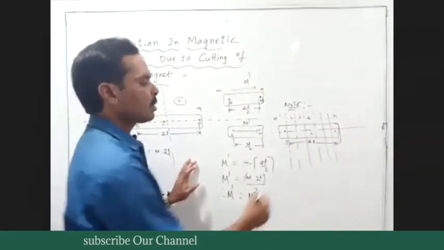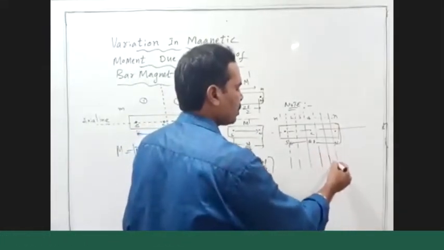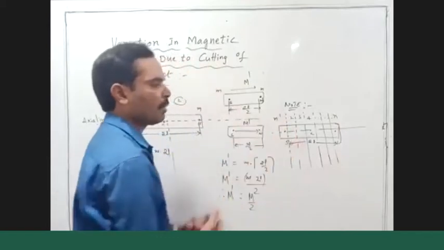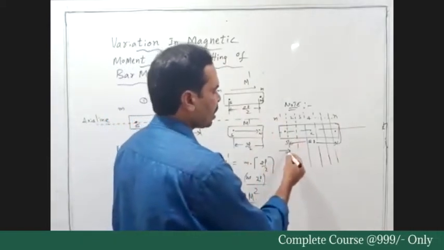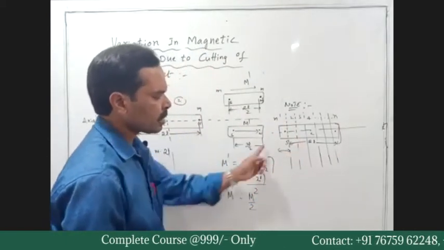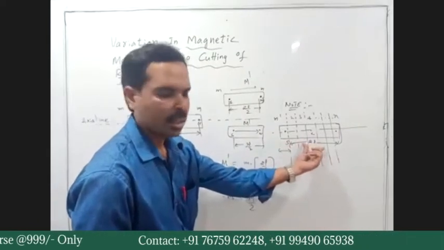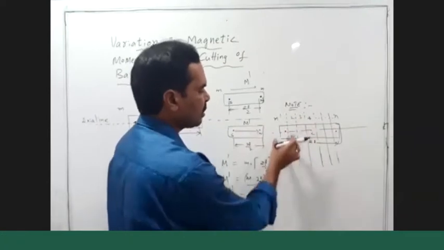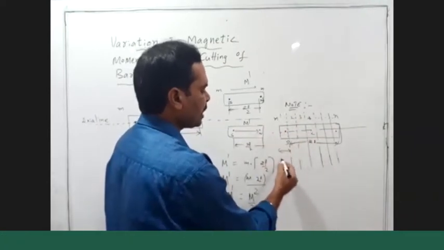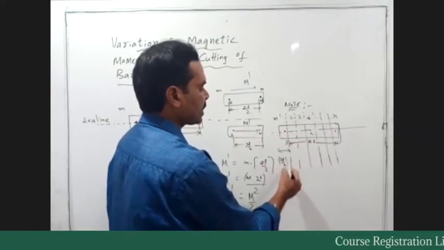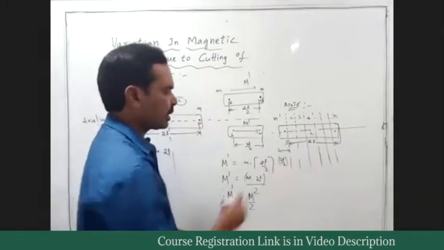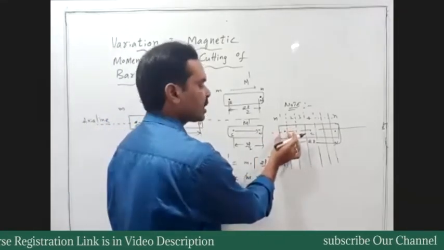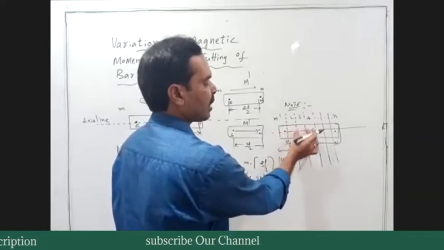Okay. So now this is cut into x equal parts. Now every part length becomes what? Total length is 2L. This 2L length you are dividing into x equal parts. Length of each part is 2L by x. Now this part acts like a magnet.